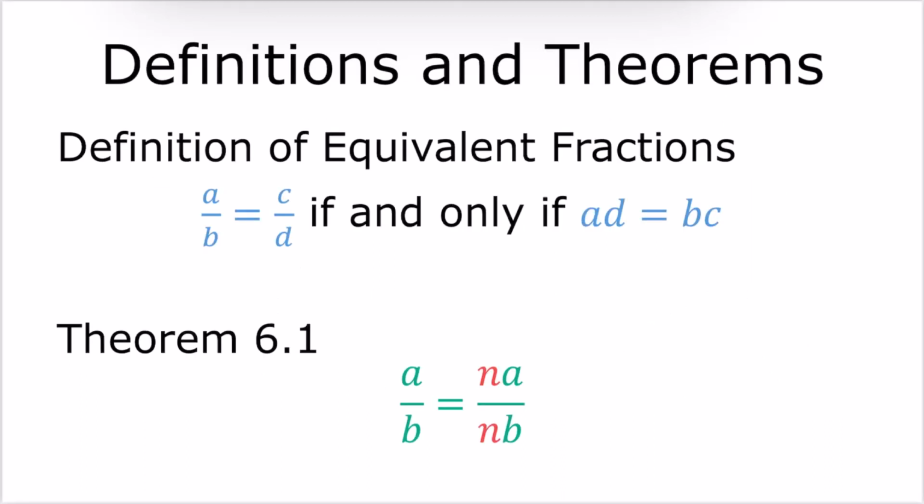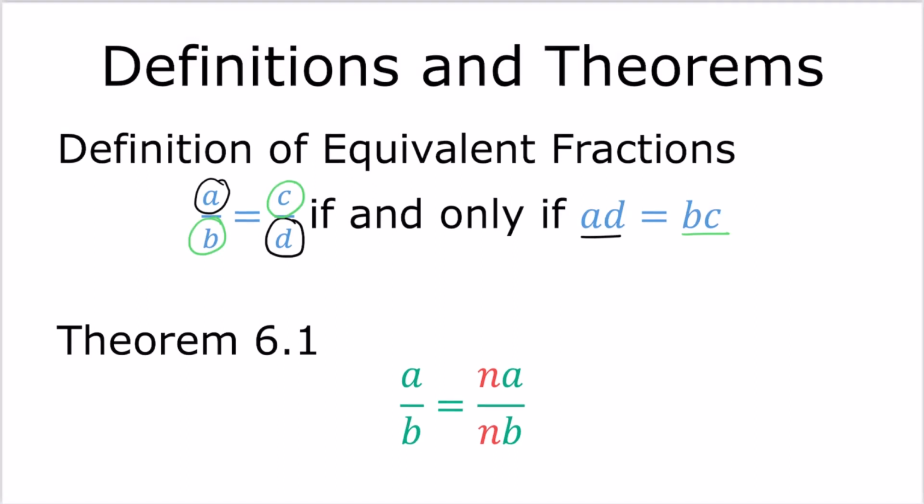So in your book, there's a definition of equivalent fractions that says that if you multiply the numerator and the opposite denominator of the two fractions you're trying to see if they're equal, and then multiply the other denominator and numerator, if those two products are equal to each other, then that means that the fractions are equal to each other. And this definition leads to Theorem 6.1, which basically says that if you have any fraction, if you multiply the numerator and denominator by the same number, then that's going to give you a fraction that's equal to your original fraction.